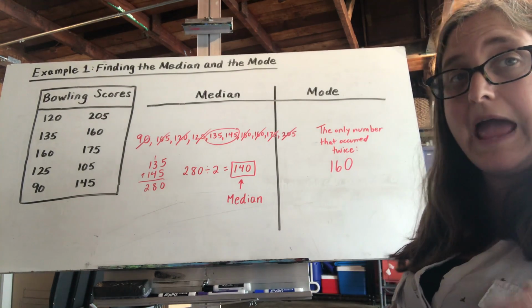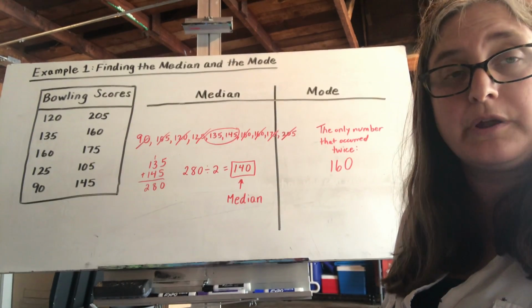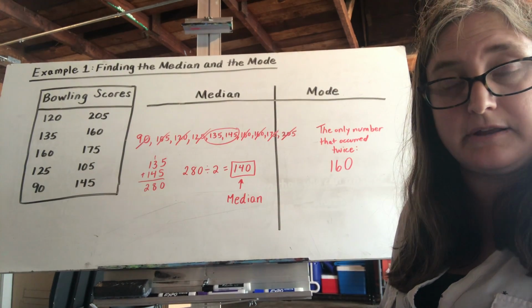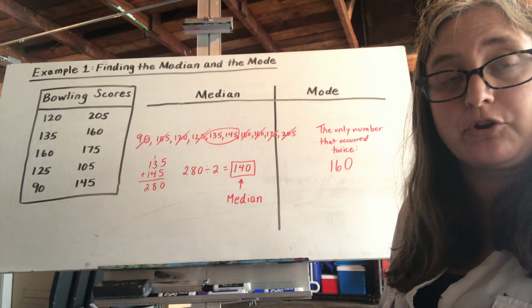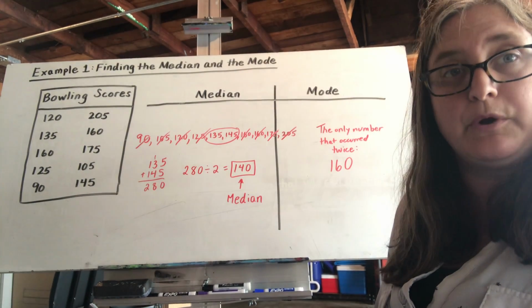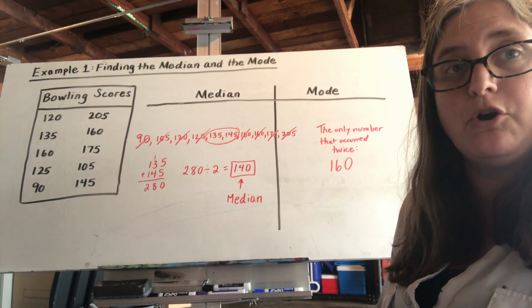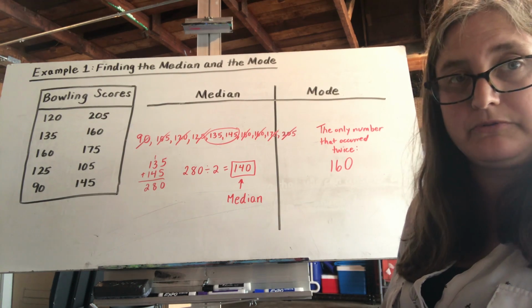Now, if there were absolutely no repeats in my data, I would say there was no mode. If there had been 2 numbers that occurred twice, they would both be listed as the mode. If I had some numbers that occurred twice, but there was one that occurred 3 times, that one would be the mode. So there can be a tie for mode, there can be no mode, but mode is always the number that occurs the most.